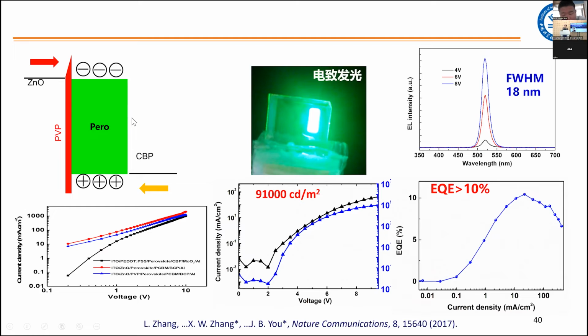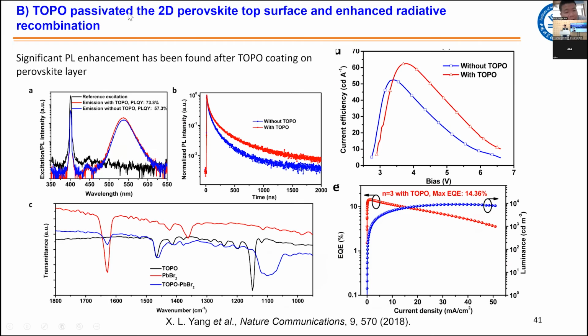Based on this idea and also the passivation, in 2016 we got over 10% efficiency for very bright and very narrow emissions. And then second, we also used a molecule, we call it TOPO, on the surface to passivate the two-dimensional perovskite materials, and we can get 14% efficiency for these two-dimensional perovskite materials.